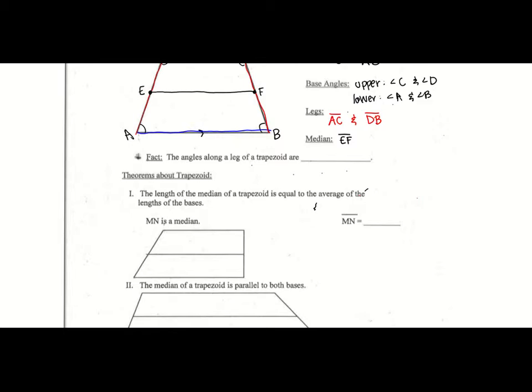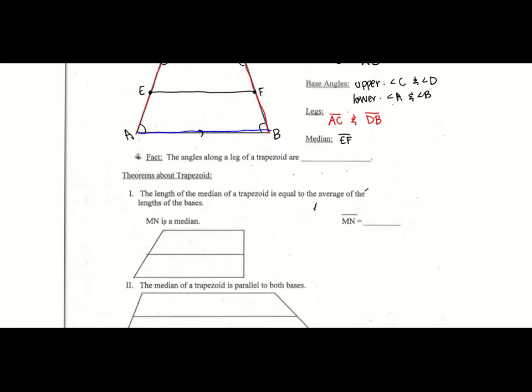Then this last piece at the bottom here says that the angles along a leg of a trapezoid are supplementary. Okay, remember supplementary means they add to 180. So if we look at our angles right here, that would be angle A and angle D. Those would be supplementary. They are along the legs of our trapezoid. And angle C and angle B, those would be supplementary as well.